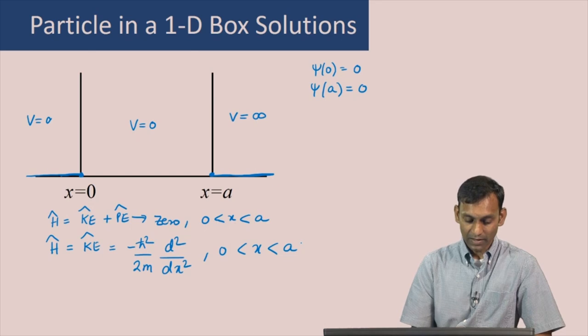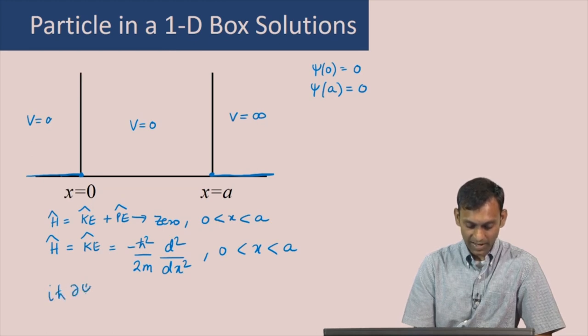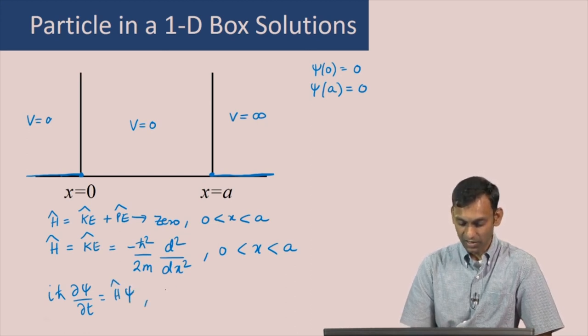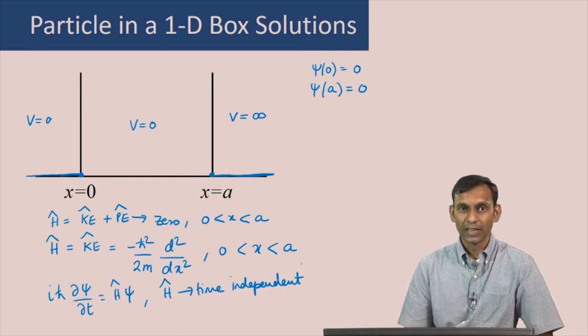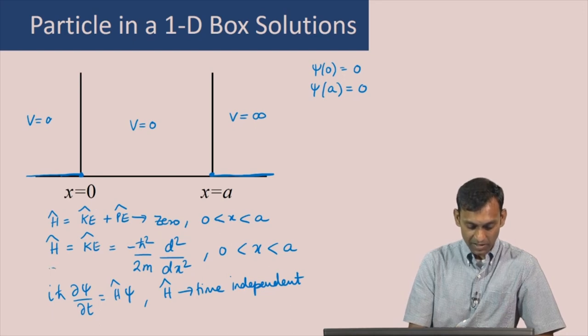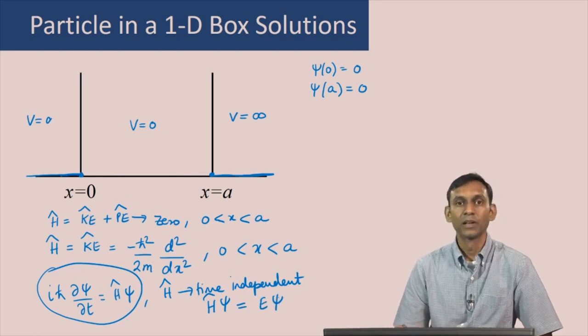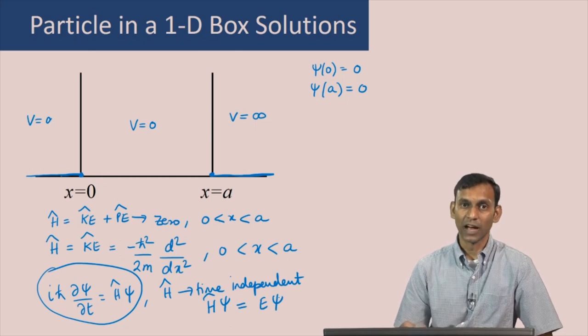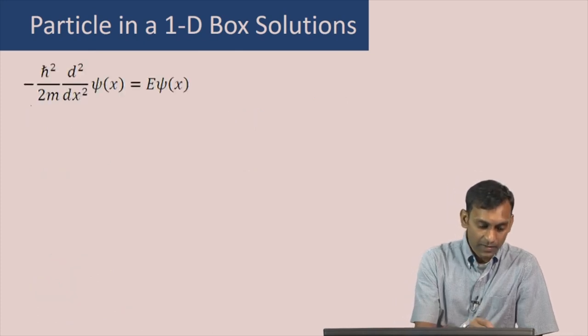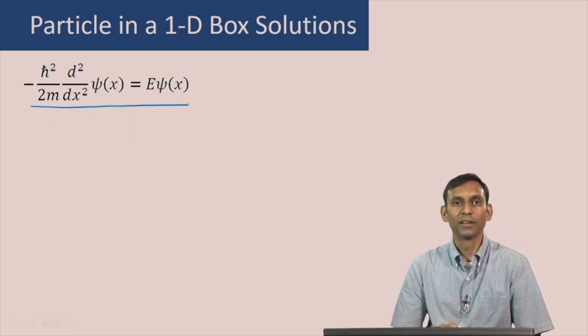Let us now look at solving the Schrodinger equation with this. The Schrodinger equation, as you know, is i h bar del psi by del t is equal to H psi. Because in this case the Hamiltonian does not depend on time, we have seen that solving the Schrodinger equation here becomes equivalent to solving the eigenvalue equation of the Hamiltonian, H psi is equal to E psi. So, we are going to solve the eigenvalue equation of the Hamiltonian in this case. We have written here the eigenvalue equation of the Hamiltonian of the particle in a box. Let us see how the solutions of this equation look.